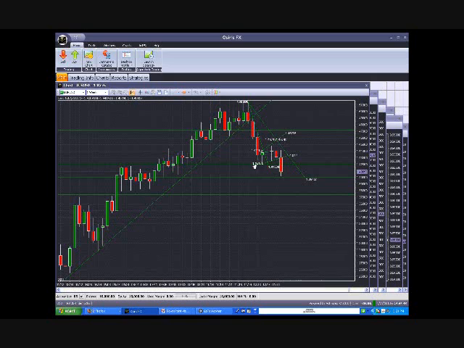If you have a head and shoulders, the implications of that could be a trade down to here or down to here. So keep an eye on this yourself.